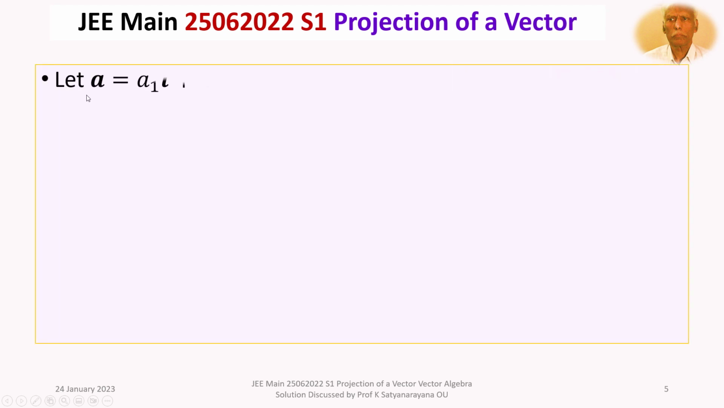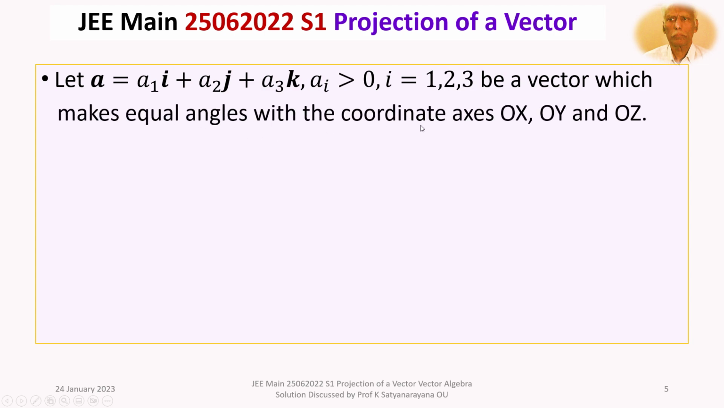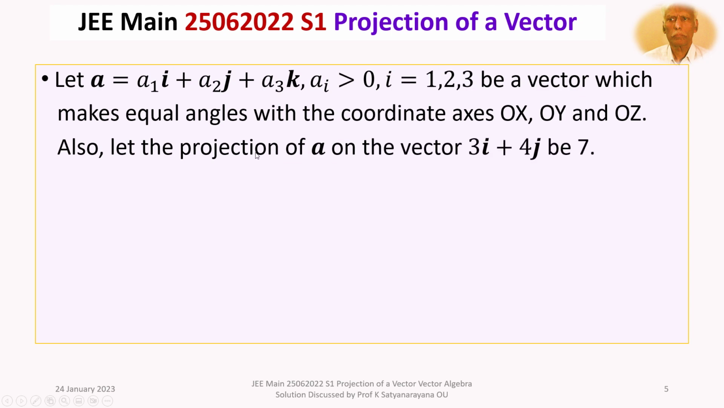The given question is: let the vector A equal a1i plus a2j plus a3k, where ai greater than 0 for all i equal to 1, 2, 3, be a vector which makes equal angles with the coordinate axes Ox, Oy and Oz. Also, let the projection of the vector A on the vector 3i plus 4j be 7.